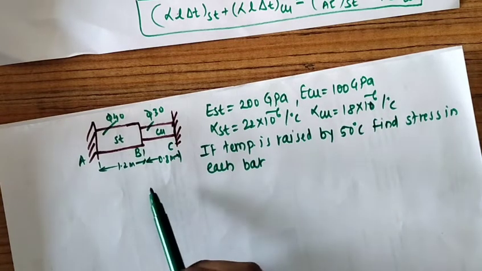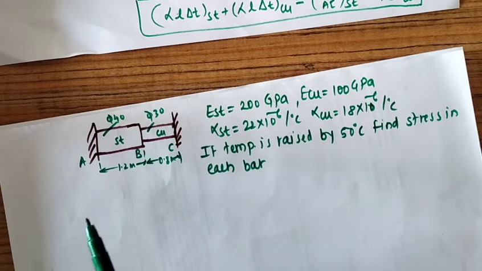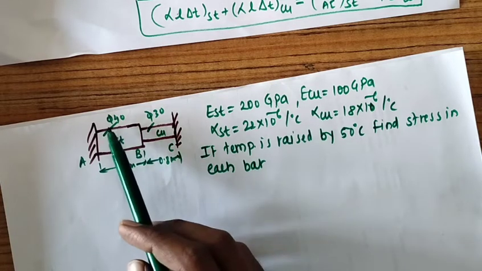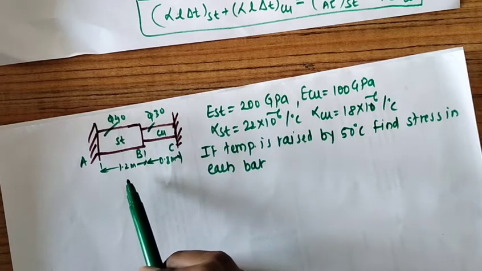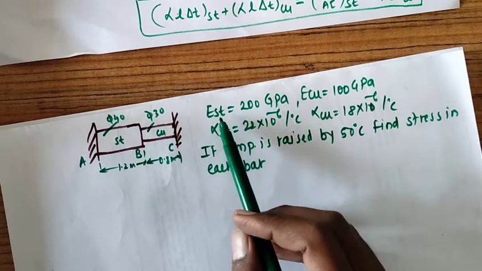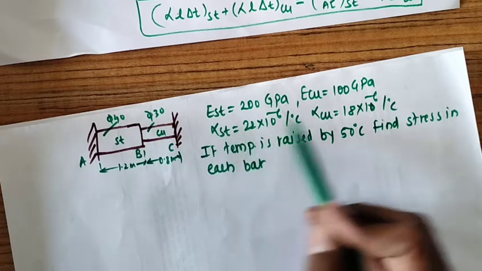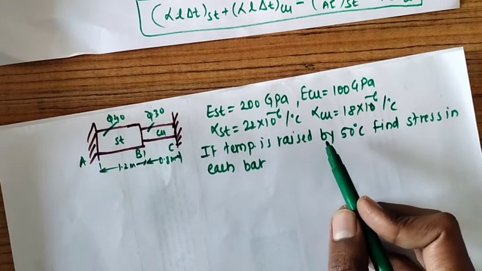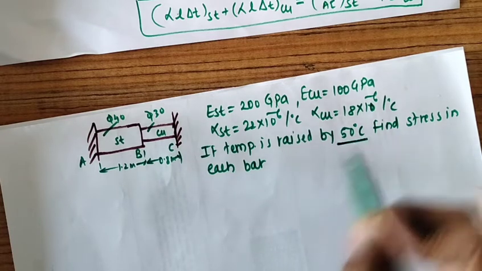So this is a numerical on bars in series subjected to temperature change. So let's see what is given first. Here the steel bar of 40 mm diameter and copper bar of 30 mm diameter having lengths 1.2 meter and 0.8 meter, as well as their modulus of elasticity of steel and copper is given. Coefficient of thermal expansion of steel and copper is given, and they said if temperature is raised by 50 degrees Celsius, find stress in each bar. So we have given delta T is equal to 50 degrees Celsius.